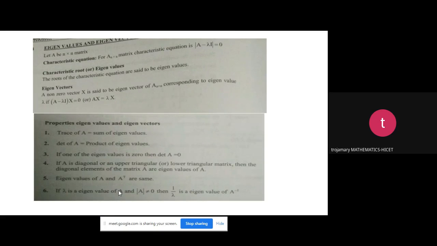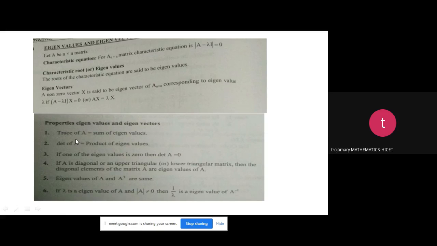Now, eigenvalues and eigenvectors. Let A be an n by n matrix. The characteristic equation is the determinant of A minus lambda I equal to 0. This lambda is called the eigenvalue. The characteristic root, the root of the characteristic equation, is called the eigenvalue. Then the eigenvector satisfies A minus lambda I into x equal to 0, that is, Ax equal to lambda x. Okay. Now, the properties of eigenvalues and eigenvectors, all these properties are very important, right?